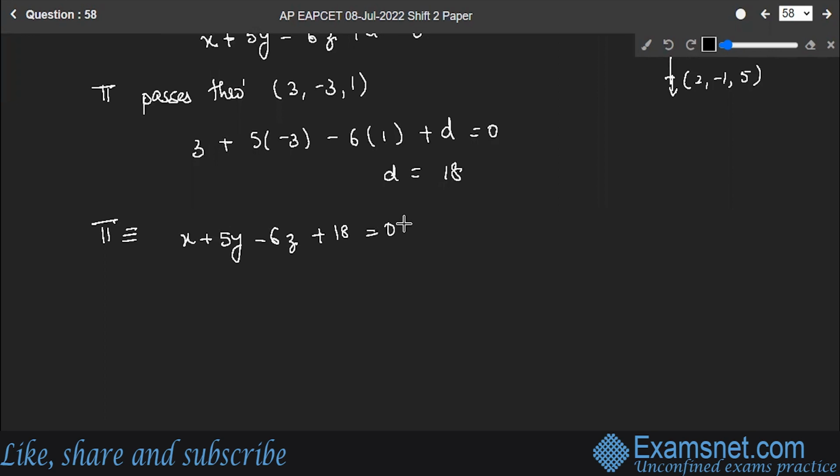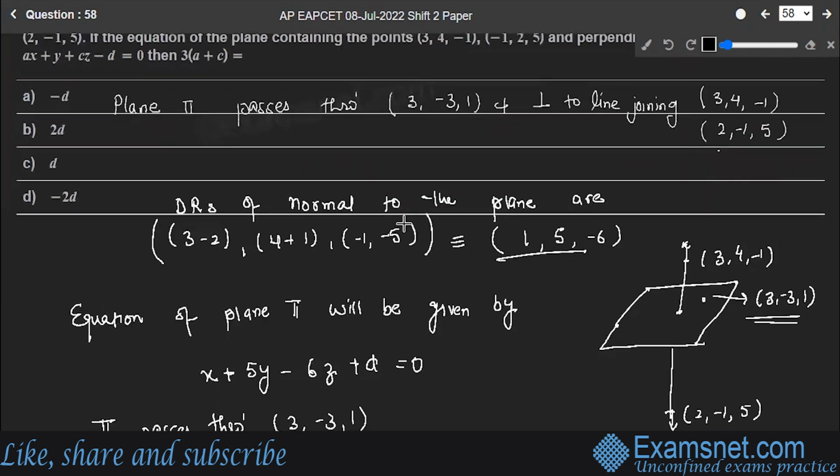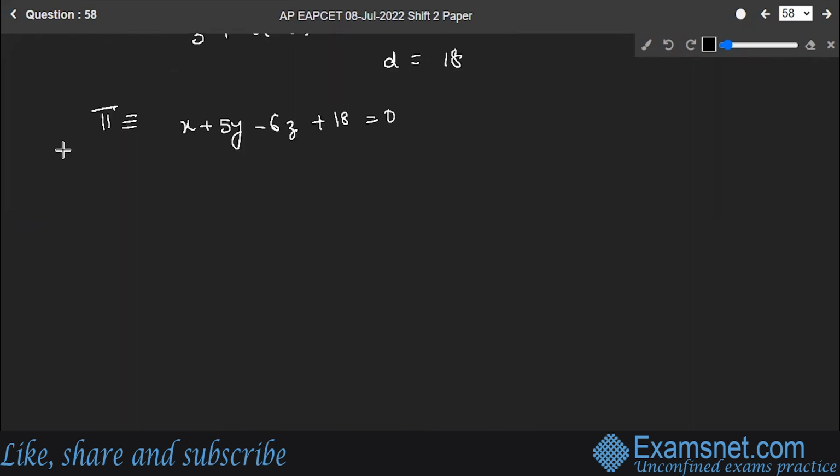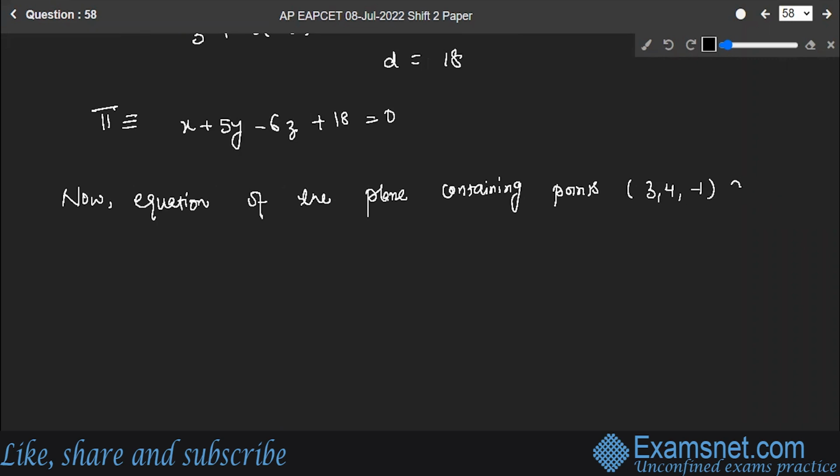Now the equation of plane pi is x plus 5y minus 6z plus 18 is equal to 0. Now the second thing, there is one more plane. The equation of the plane containing points 3, 4, minus 1 and minus 1, 2, 5 is ax plus y plus cz minus d is equal to 0.